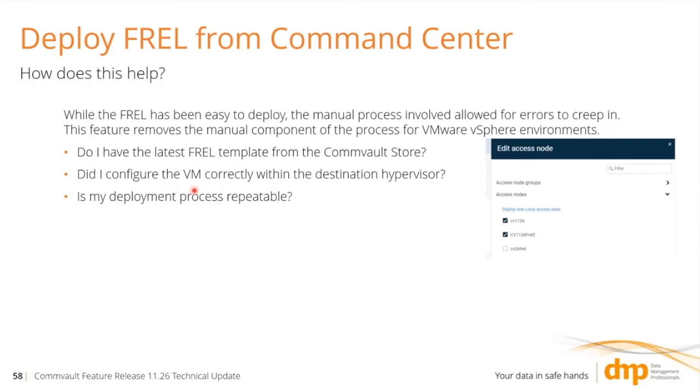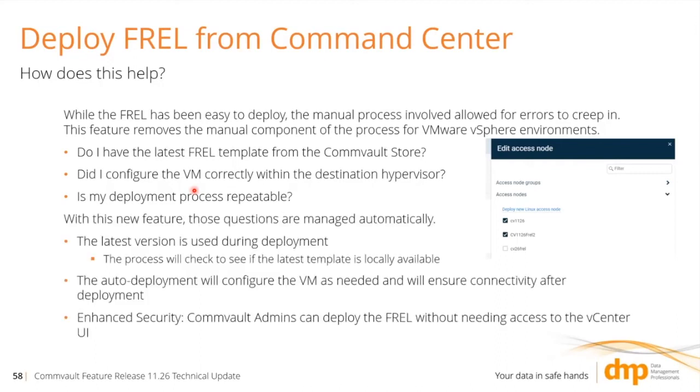Previously, you also needed to check, okay, do I have the latest available, the latest downloaded? Did I configure it correctly within the destination hypervisor? Can I repeat that process if I need to deploy some additional ones? Now it's all done automatically. The latest version which is available in your Commvault environment is automatically deployed. It will automatically deploy your virtual machine.